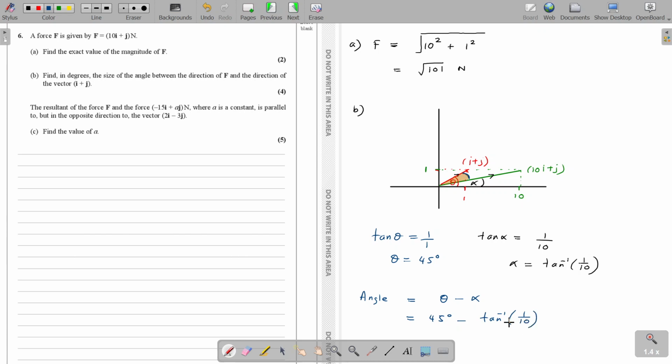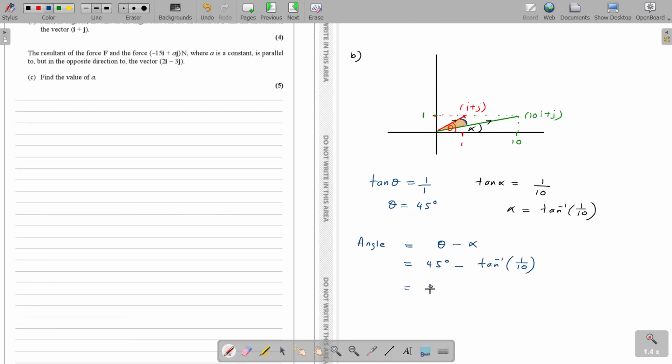They want this correct to find in degrees, the size of the angle. So how much is it? 39.2, yeah, keep going, 289. So it goes on like this, right? So to 3SF, 39.3. Okay, is this clear?